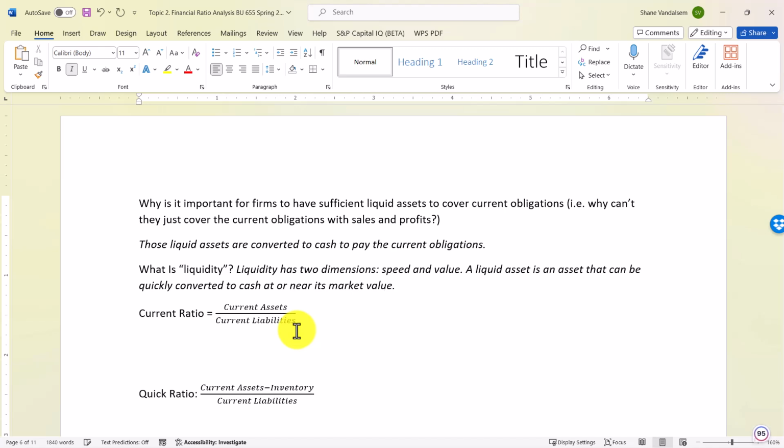So, for example, houses are generally not very liquid assets. Unless you're in a market where the housing market's really hot, it's going to take a little bit of time to sell your house at its market value. You can sell a house very fast, but not get very much money for it.